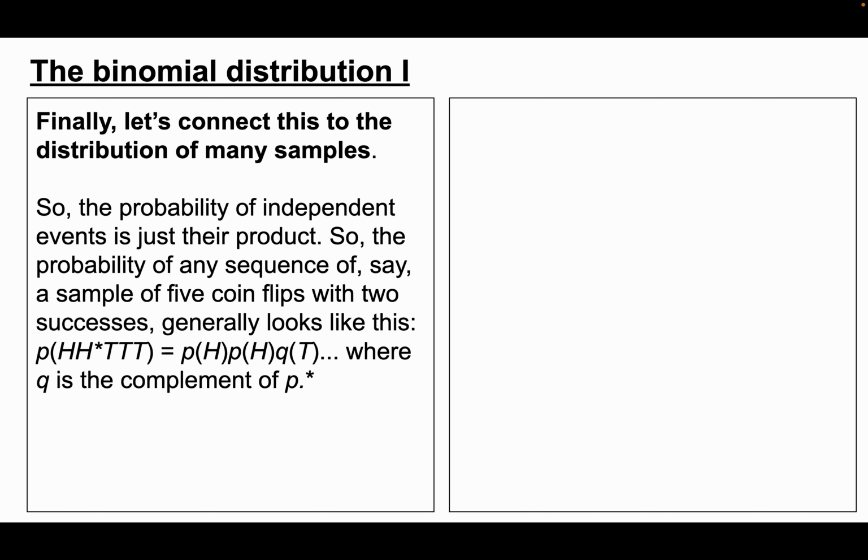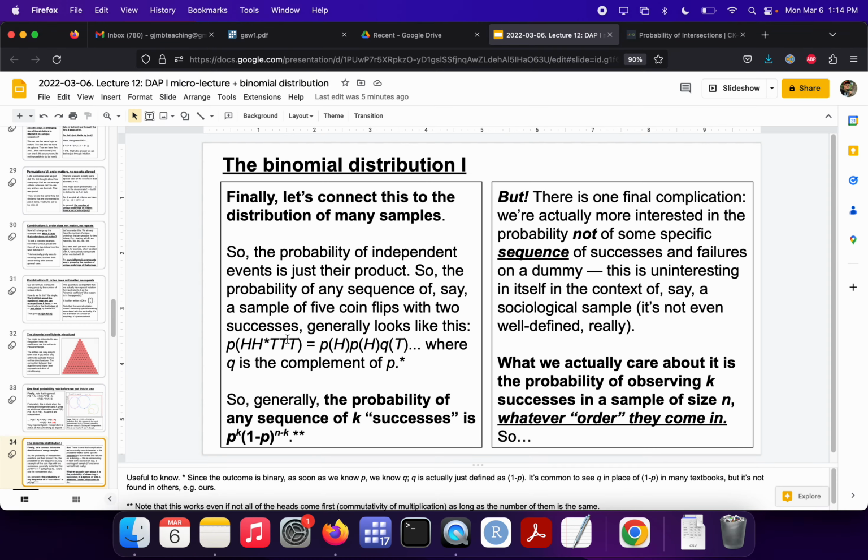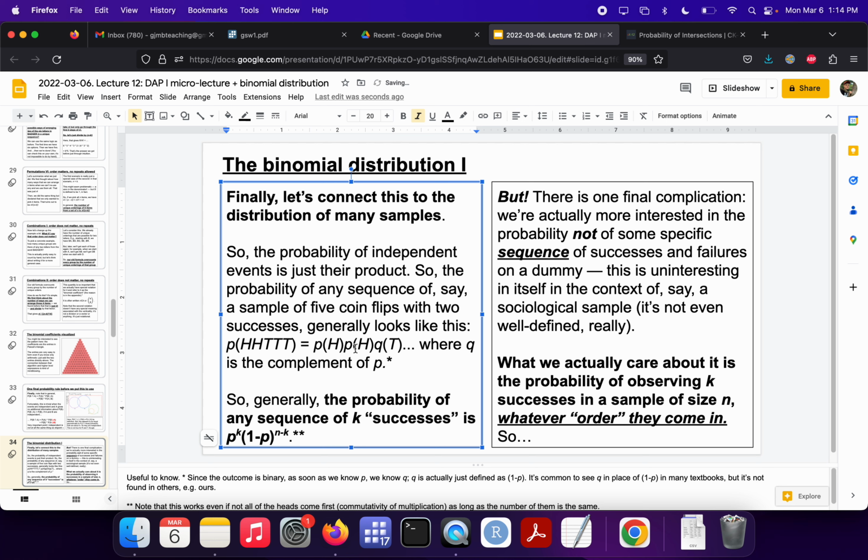So the probability of any sequence of, say, a sample of 5 coin flips with 2 successes generally looks like this because the events are independent. The probability of H, H, T, T, T is the probability of H times the probability of H times the probability of T, or you can just write this as Q of T, where Q is the complement of P.